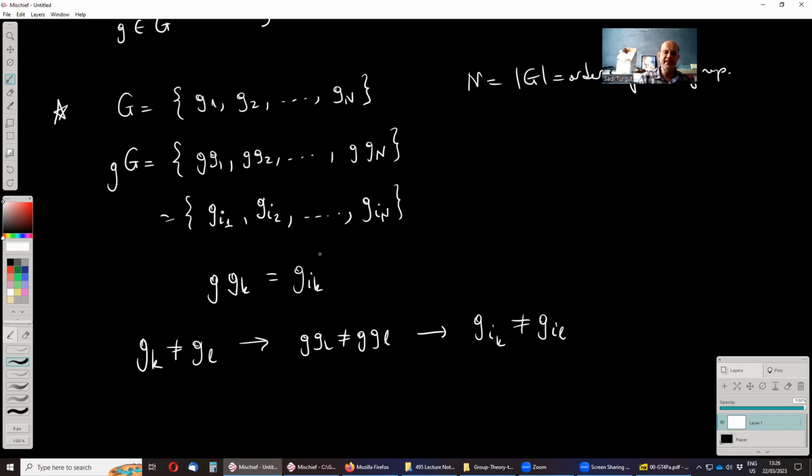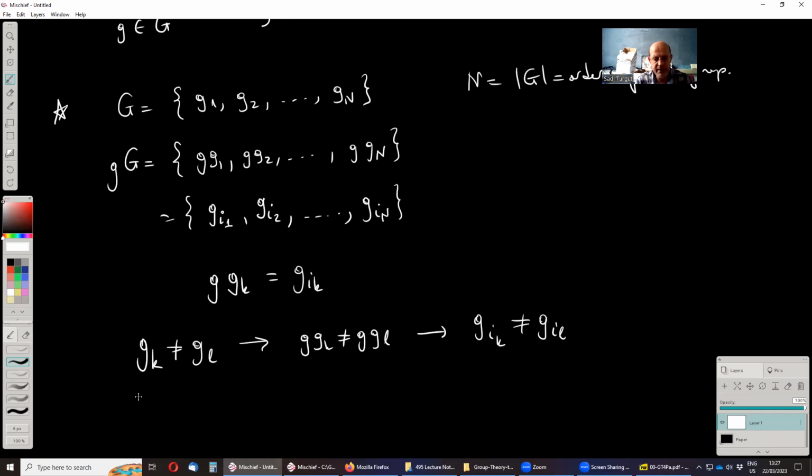So what I'm saying is that all of these are distinct, and therefore all of these are distinct. And since the group is the same group, it has n elements. As a result, all of these elements should somehow appear in here, right? That's what I'm saying. So not only are these all distinct, since the group has only n elements, all of these elements must be equal to these elements, but they are rearranged, right?